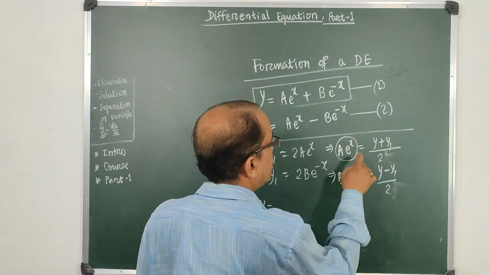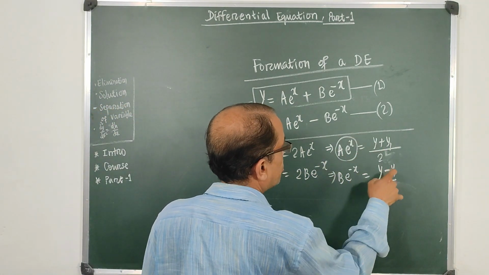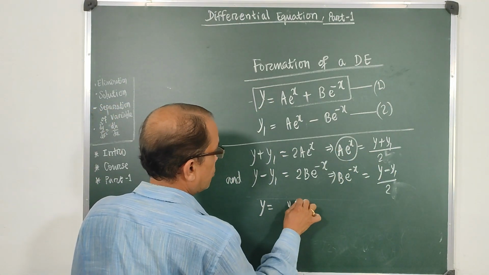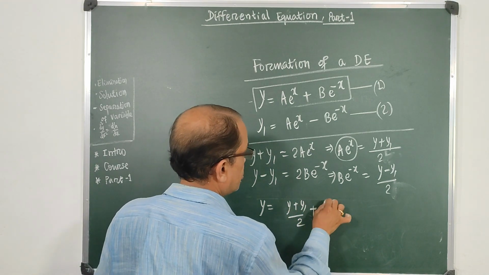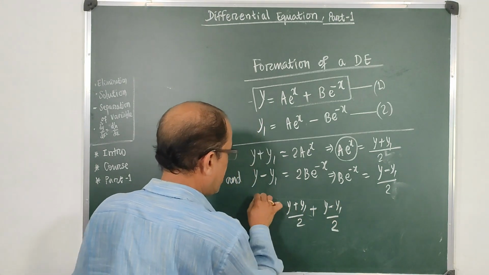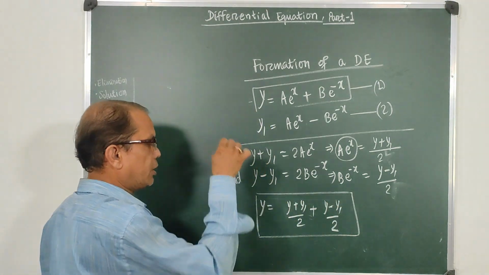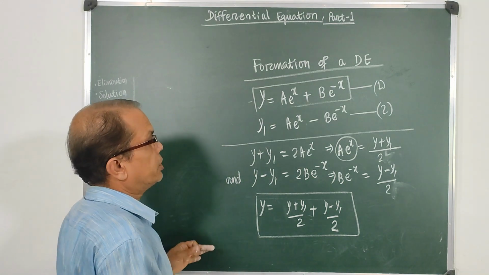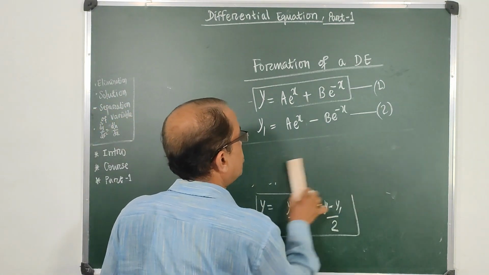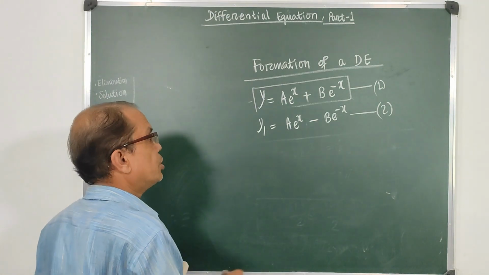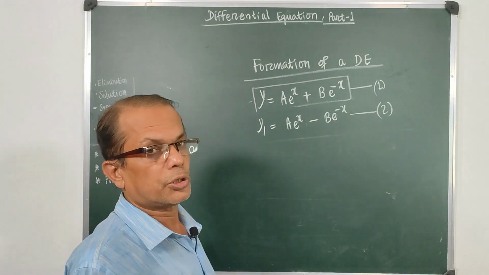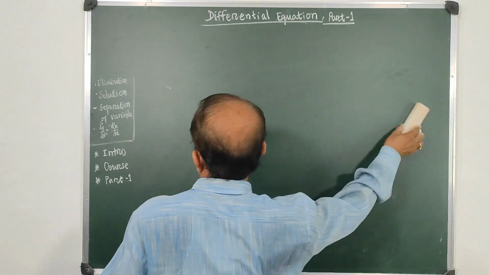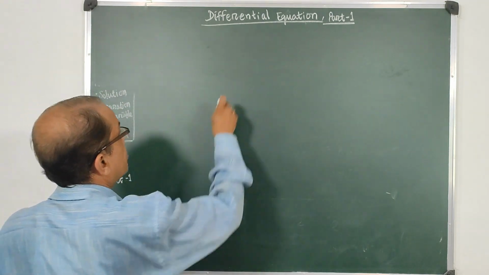So this term is in terms of y and y1, and this term is also in terms of y minus y1. By putting these values we get (y plus y1) by 2 plus (y minus y1) by 2. This can also be called a differential equation, but this is not the proper way to find a differential equation. The real way is to go through multiple differentiations so that the first and the last equations resemble, which we just did earlier. Next, let us go for solution of a differential equation.